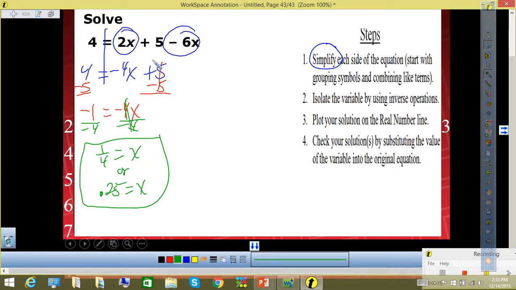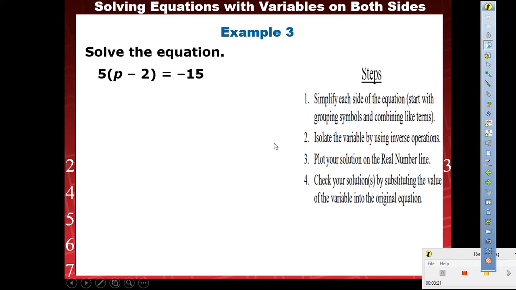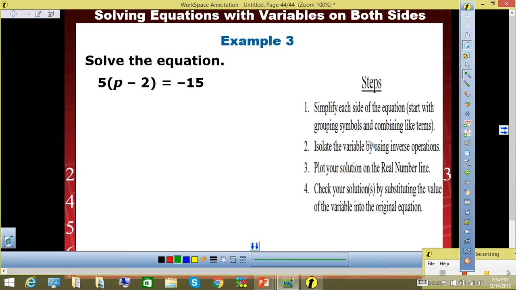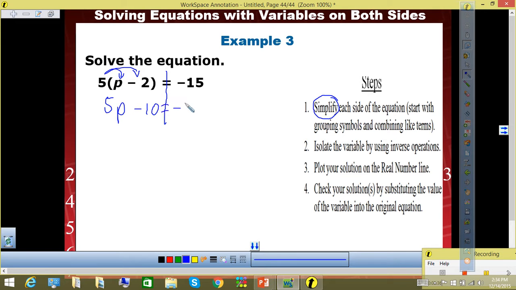Okay. Let's do another one. Example 3, copy this. 5 parentheses p minus 2 close parentheses equals negative 15. Okay, let's do this one together. Here we go. Line down the equal sign. What is our first step? Simplify, which means I need to distribute here, yes? This becomes 5p, what else? Negative 10 equals negative 15.